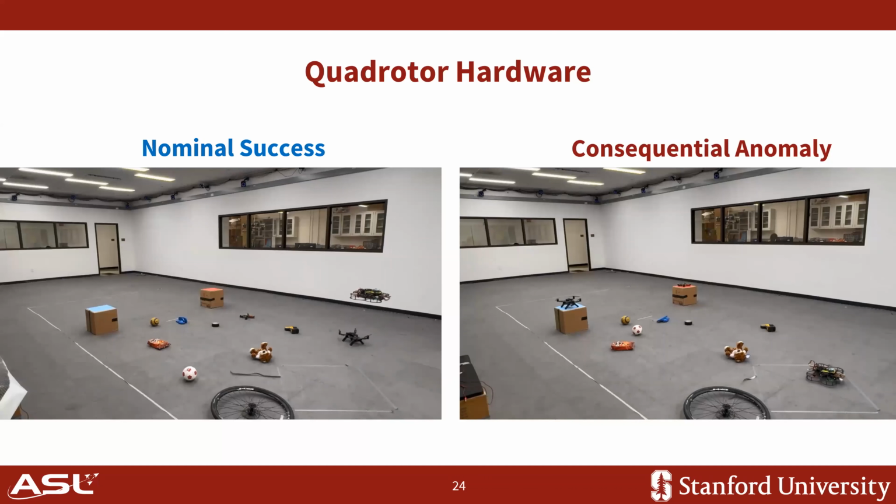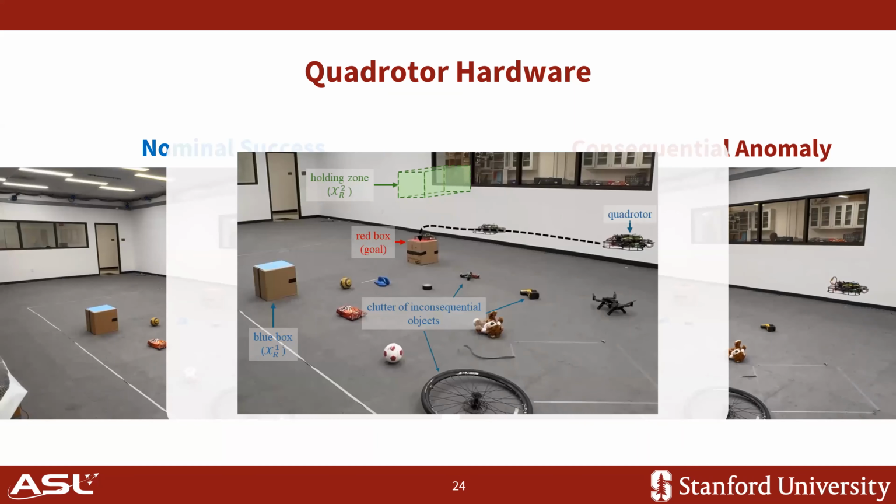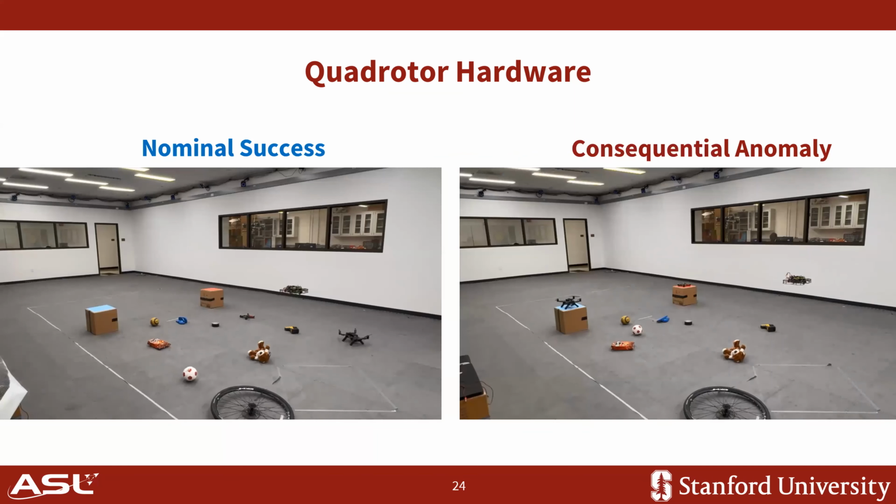We also run quadrotor evaluations where the nominal goal of the quadrotor is to land on the red box in the presence of a clutter of inconsequential objects. And we see that if we place a bunch of quadrotors on the boxes, the drone correctly detects this and goes to the holding zone instead. What's interesting about this case is that the quadrotors were seen in the nominal data on the ground, but they are detected as anomalies when their semantics change when they are placed on boxes.